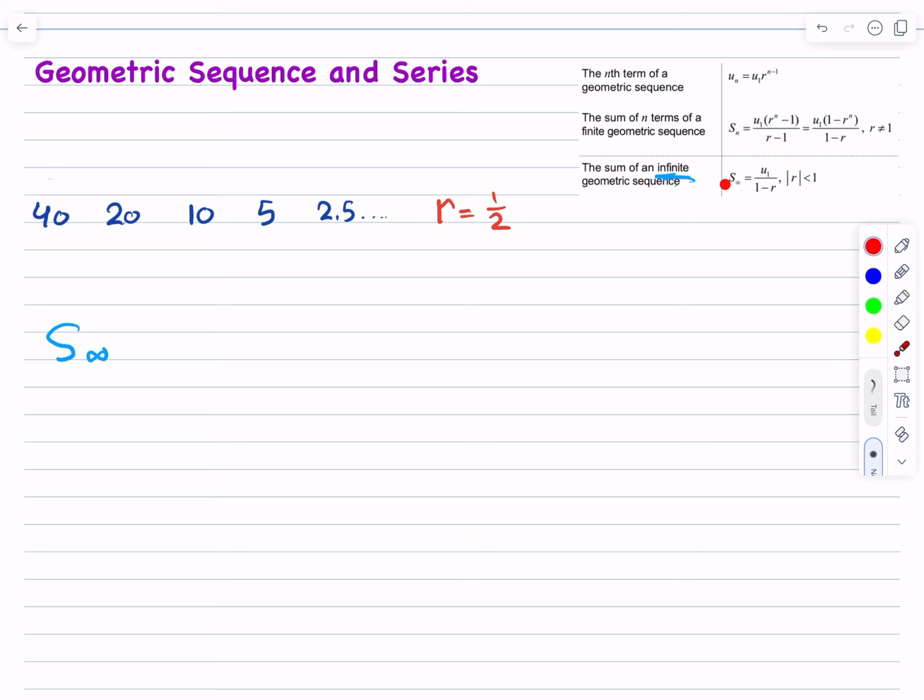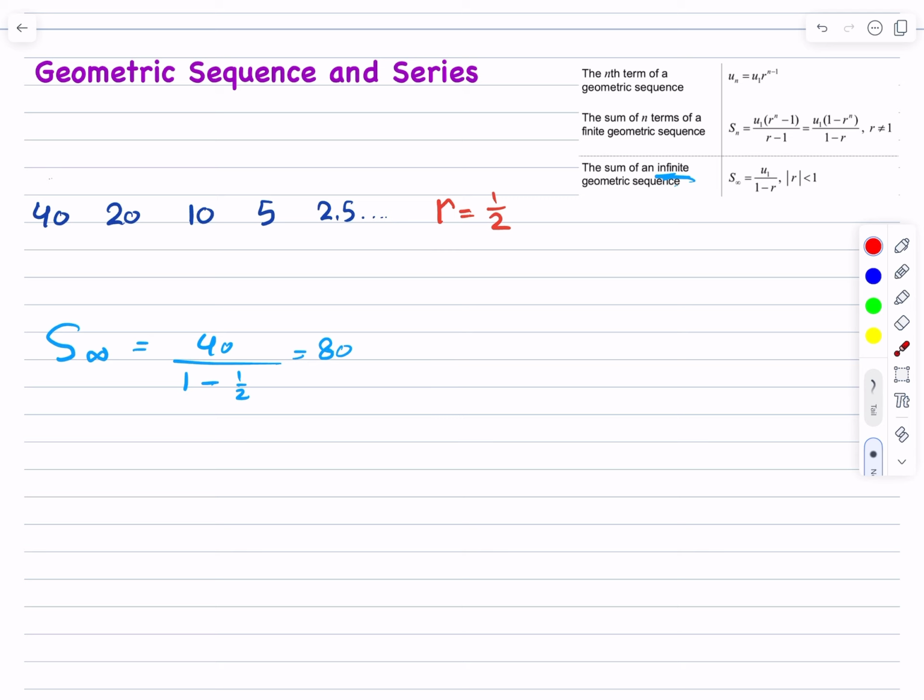So here, to find the sum to infinity, we will apply this formula. We have here u1, the first term, which is 40, divided by 1 minus r, which in our example is half. So here we have 1 minus half, and 1 minus half will be half. 40 divided by half is the same as 40 multiplied by 2, which is 80. So the sum of all of these infinite numbers or terms will be just a limited number, 80, not a very large number or infinity.